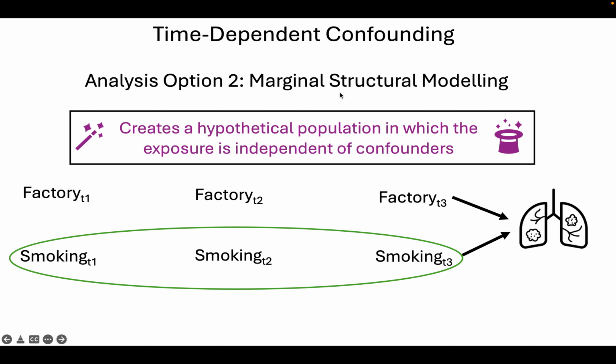So the preferred modeling approach to model this time-dependent exposure and endogenous time-dependent confounder is to use marginal structural modeling. And I have it here with little magic symbols. I'm going to get into the nuts and bolts briefly, but it's kind of hand-wavy and magic where it creates this hypothetical population where exposure is independent of confounders. So we have this overall smoking effect we're looking at that we've artificially made unrelated to factory.